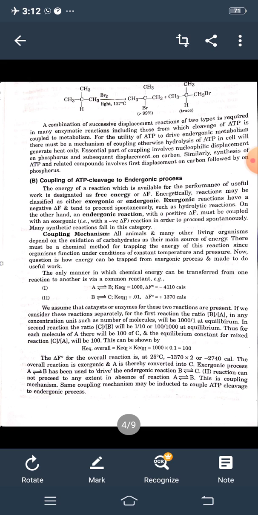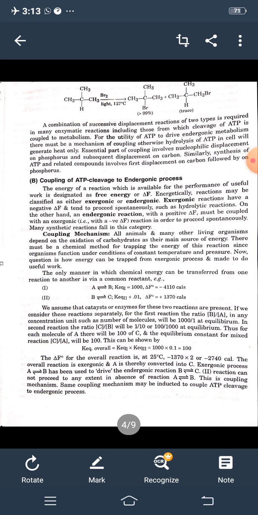So coupling mechanism: we know all animals and other living organisms depend upon the oxidation of carbohydrates as their main source of energy. There must be a chemical method for trapping the energy of this reaction, since organisms function under conditions of constant temperature and pressure. Now a question arises, how can energy be trapped from an exergonic process and made to do useful work? The only manner in which chemical energy is transferred from one reaction to another is by a common reactant.